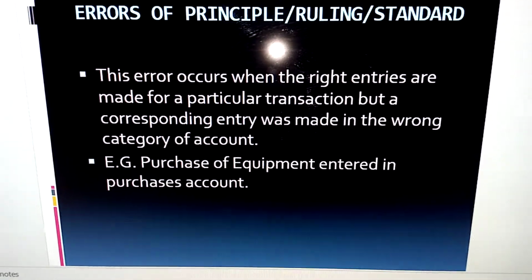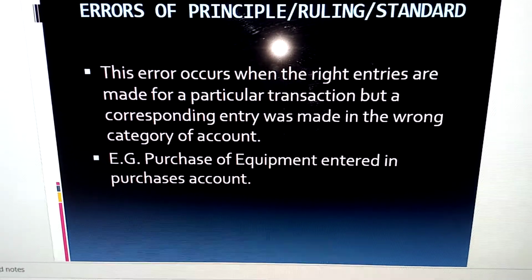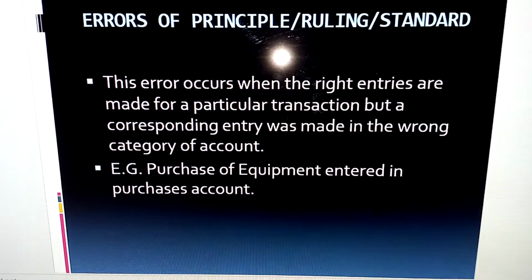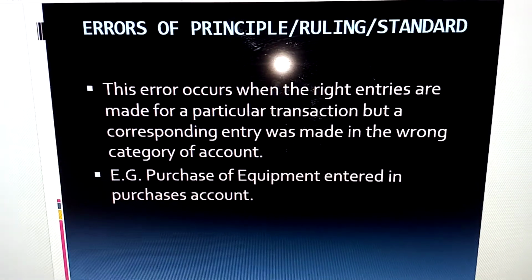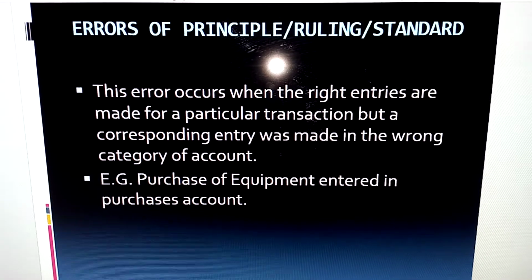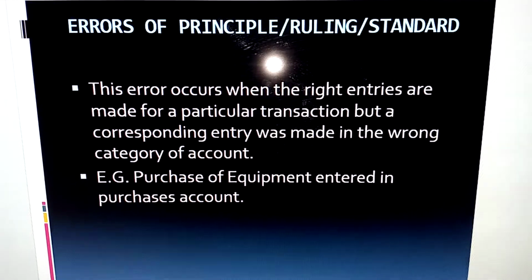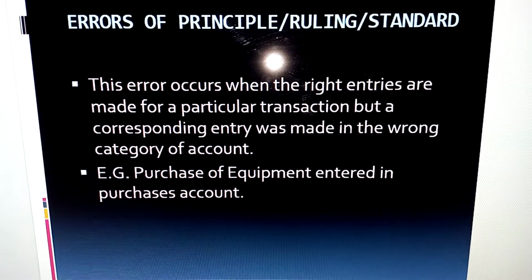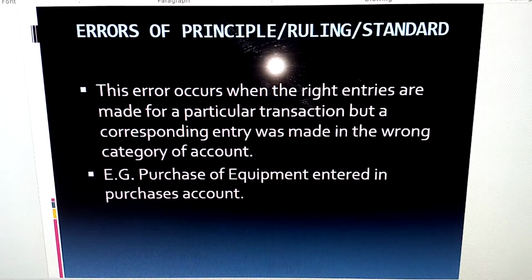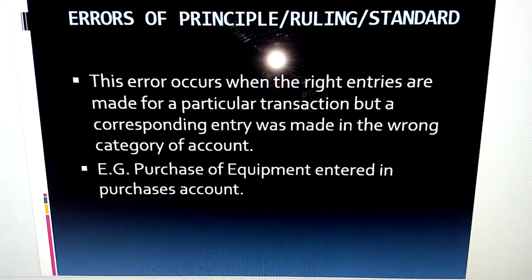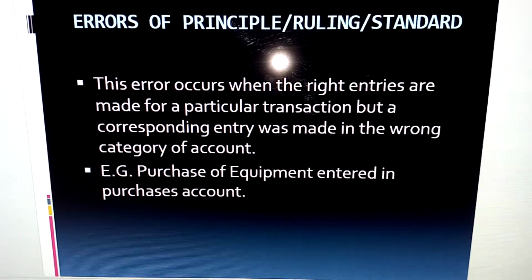Now, where the accountant or the bookkeeper records an item sold that is not what the business deals in into the sales day book, such error is called an error of what? Principle. So by definition, we say the error of principle or the error of ruling or the error of standard is an error where the right entries are made for a particular transaction, but a corresponding entry was made in the wrong category of account.